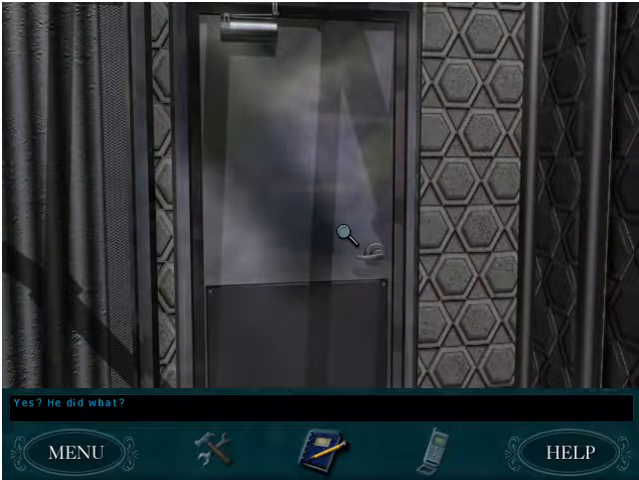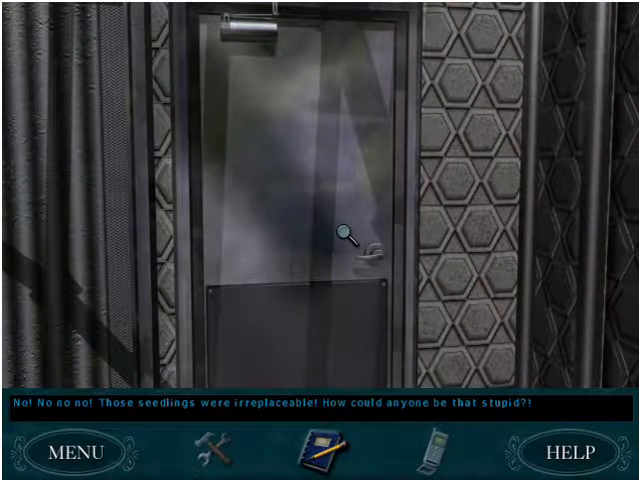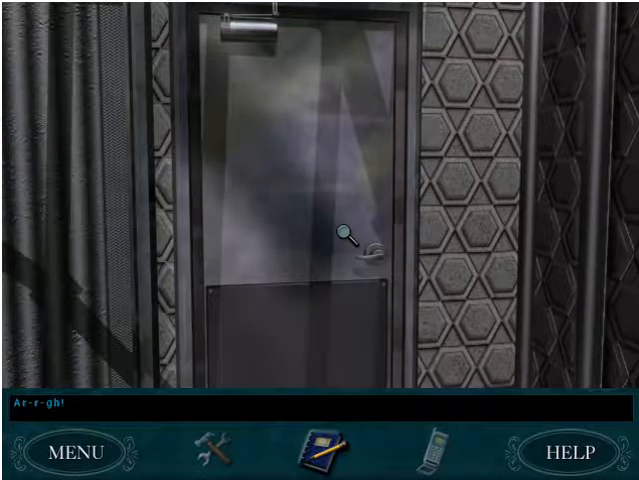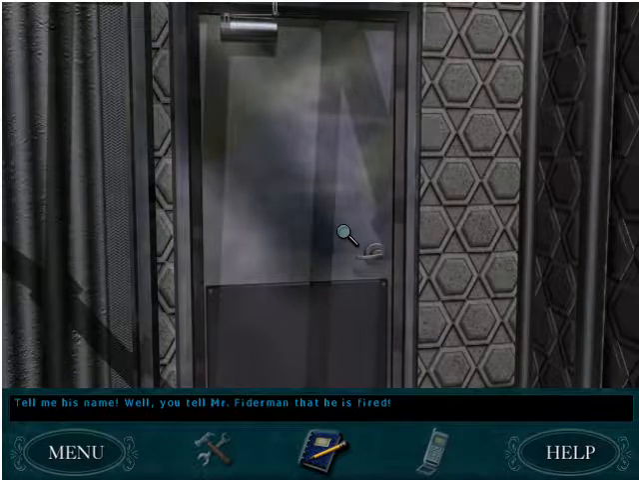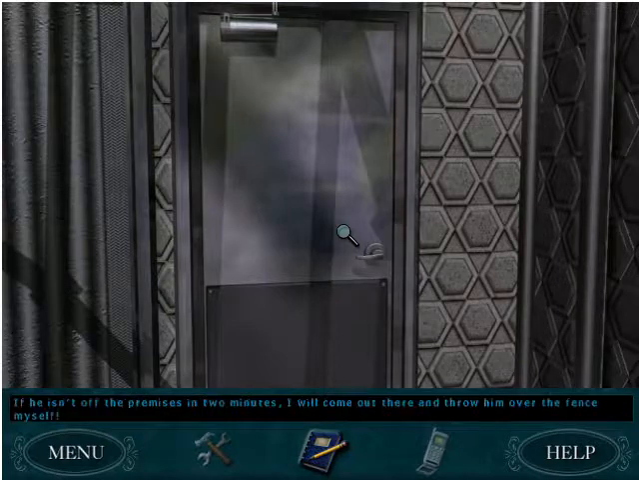Oh! Yes? He did what? No, no, no, no! Those seedlings were irreplaceable! How could anyone be that stupid? Oh! Tell me his name. Well, you tell Mr. Fighterman that he is fired. If he isn't off the premises in 2 minutes, I will come out there and throw him over the fence myself.